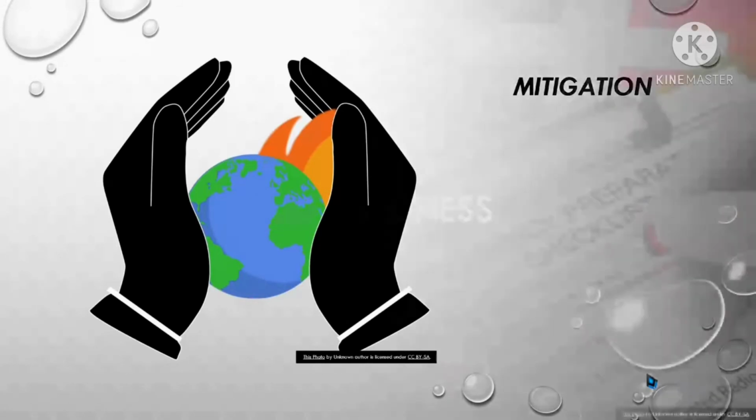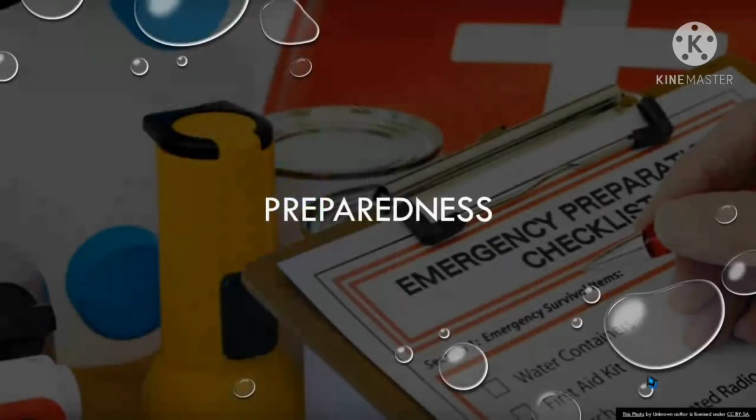The next step is preparedness. What is preparedness? It focuses on understanding how a disaster might impact the community, and how education, outreach, and training can build capacity to respond to or recover from the disaster.